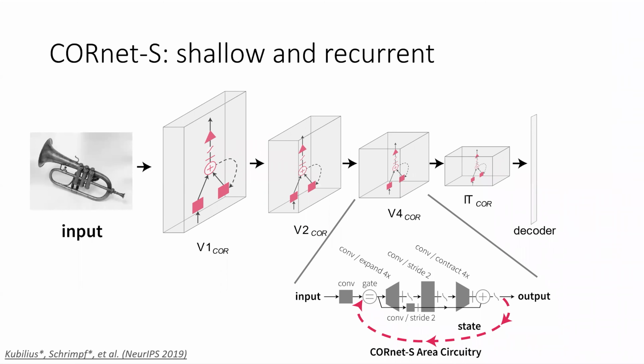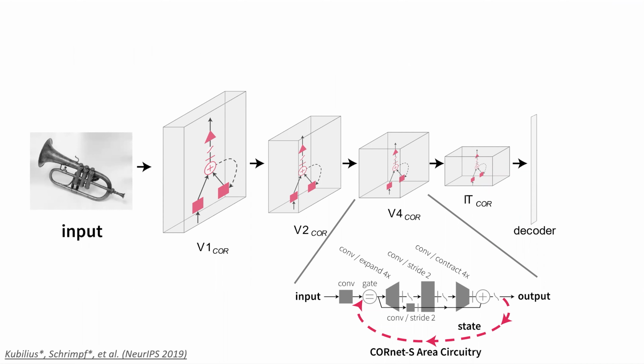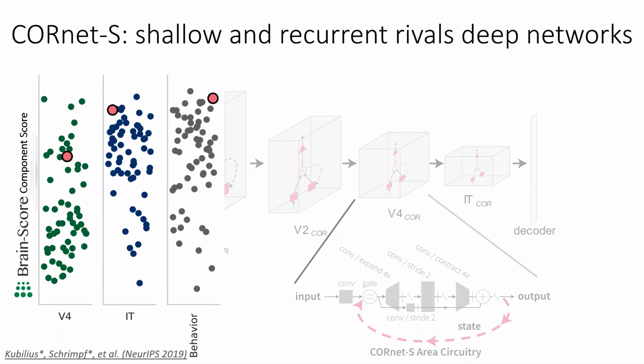And ideally, we wouldn't just want a compact network, but we'd also want the network to perform well. So that is what we tested here. This is plotting different brain scores of this network against other comparable models. And we do find that despite being a very shallow model, CORnet-S is actually one of the top models on Brain-Score.